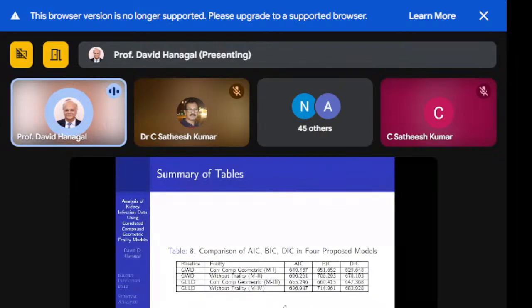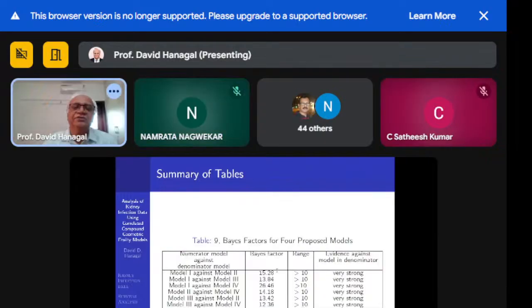These are the AIC, BIC, DIC model selection criteria for these four models. The best one is the minimum of AIC, BIC, DIC, which is the lowest. Model 1, correlated compound geometric with baseline generalized Weibull distribution: 640 is the lowest, 651 is the lowest here. That means this model is better.